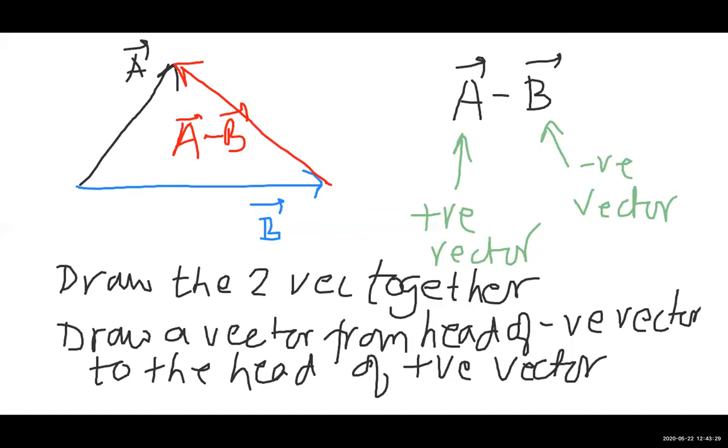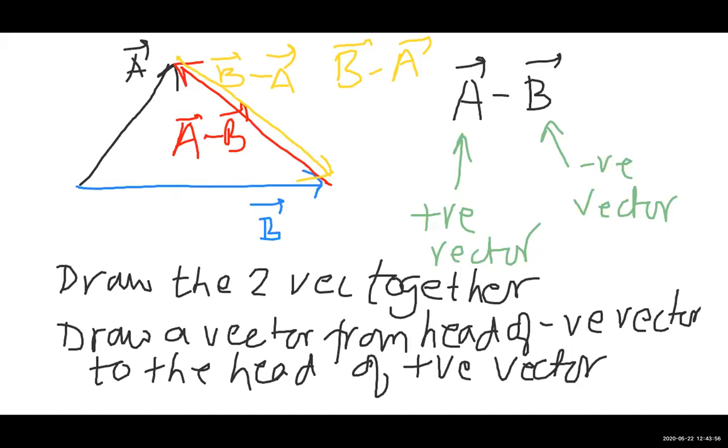अगर मेरे को वेक्टर B माइनस A ड्रॉ करना है, I want to draw the vector B minus A, तो पॉजिटिव वेक्टर कौन सा हो गया, नेगेटिव वेक्टर कौन सा हो गया, नेगेटिव वेक्टर इज A now, पॉजिटिव वेक्टर इज B. I will draw a vector from the head of A to the head of B. This vector will be B minus A.